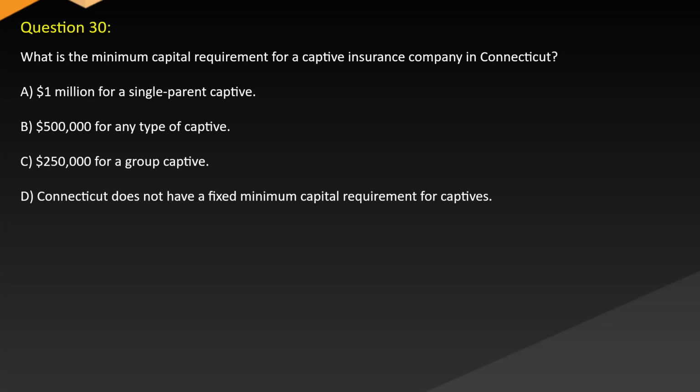Question 30. What is the minimum capital requirement for a captive insurance company in Connecticut? A. $1 million for a single parent captive. B. $500,000 for any type of captive. C. $250,000 for a group captive. D. Connecticut does not have a fixed minimum capital requirement for captives.